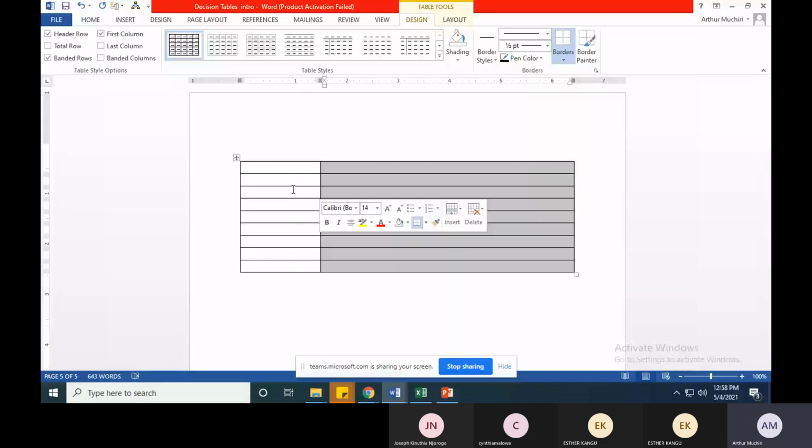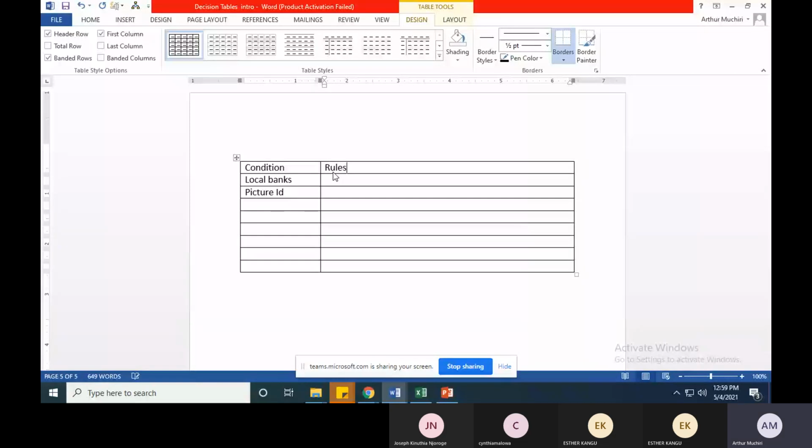So the first thing that we are doing here is to determine the conditions. We are not going to start with the inputs; we're going to look at the conditions. What are the conditions? We are checking whether the checks are from the local banks, and also whether the checks have a picture ID. So those are the 2 conditions that we are checking. Then the rules, or condition entries. You can also call them rules.